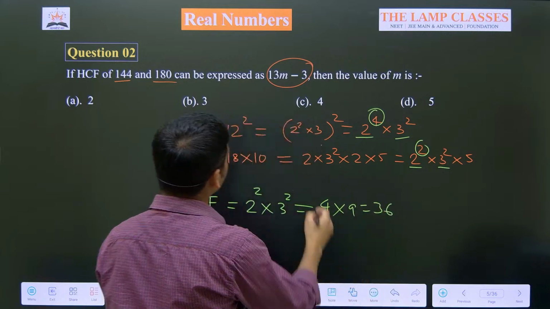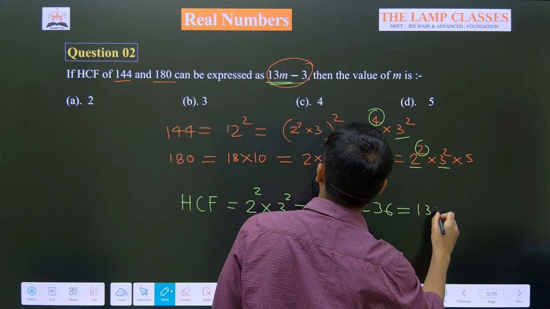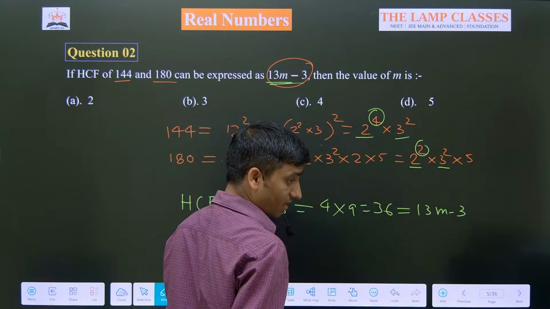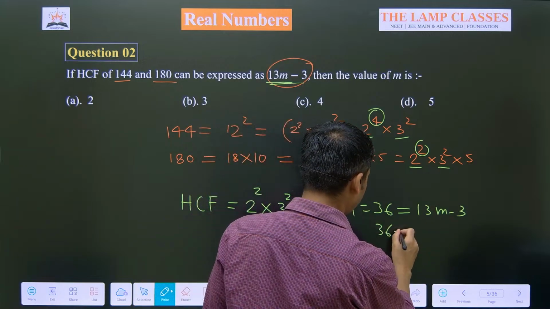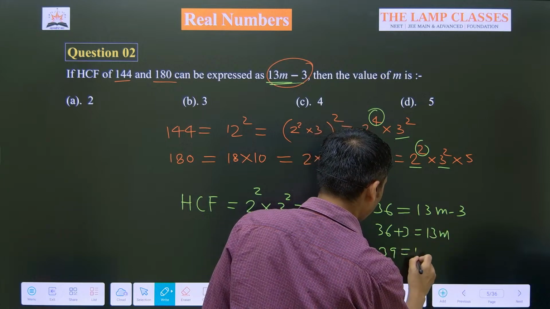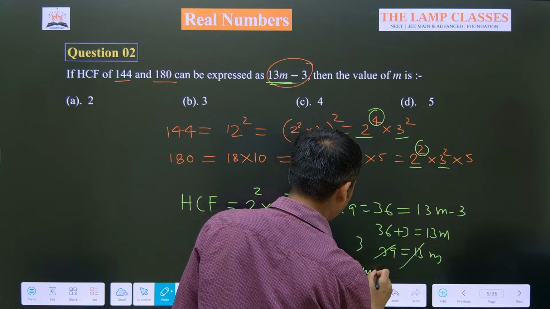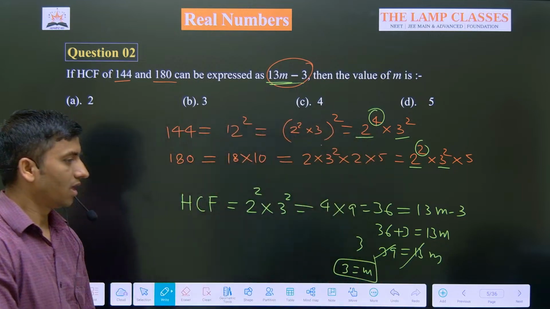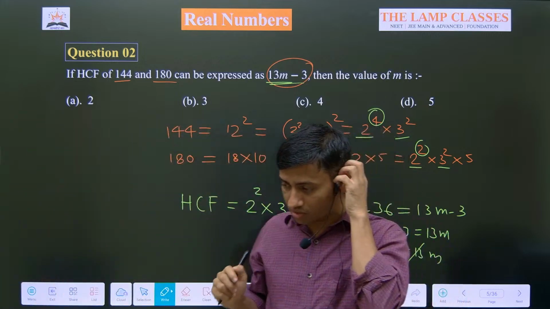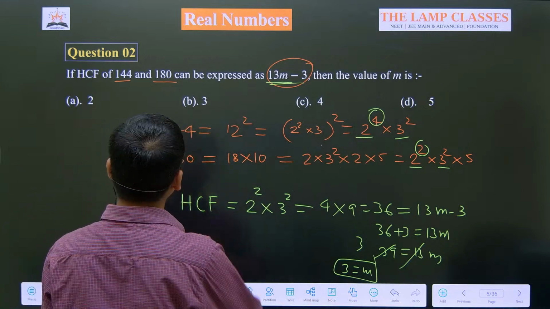36. But they have given the HCF in this form. That means this 36 can be written as 13m minus 3. Get the value of m from here. So 36 plus 3 is equal to 13m, which is 39 equals 13m, right? We can cancel by 13. So the value of m is 3 as per this. Okay. These are generic questions. They might just change the values and ask the questions. So be prepared with the concepts. So we'll mark option B here.